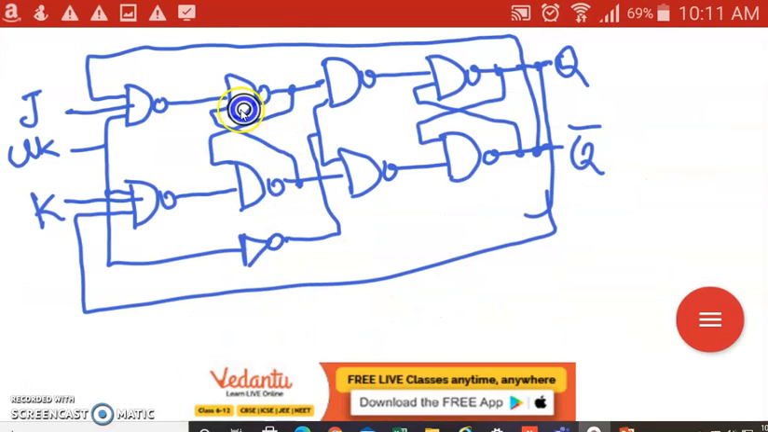We have provided this SR latch, one for master and one for slave. The clock input directly triggers the master flip-flop. The negative edge of the clock will be triggering the slave. The feedback from the Q bar output of the slave goes to the J input of the master, and the feedback from the Q output of the slave goes to the K input of the master. This is how you connect the master slave JK flip-flop with the NAND gates.